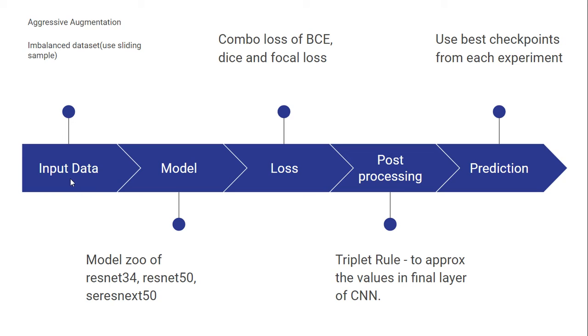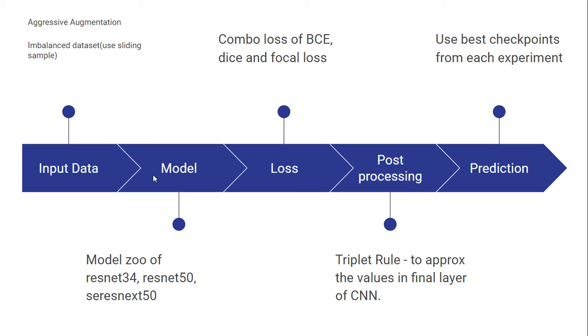Okay. So first of all, he collected the input data. The input data needs pre-processing, so he did aggressive augmentation. Usually aggressive augmentation is not preferred, but since he is getting good accuracy, he is using aggressive augmentation. Next, it is an imbalanced data set. To tackle that, he has used sliding samples. Next, the processed data goes into our model.